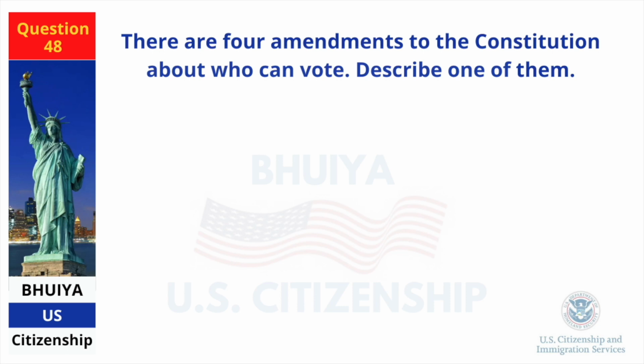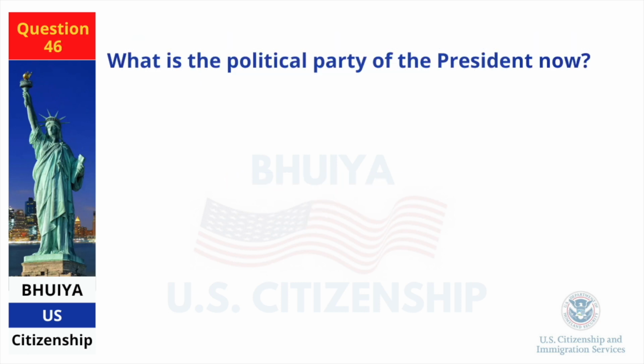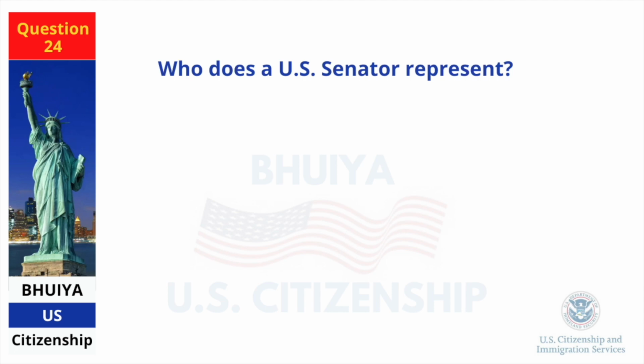There are 4 amendments to the Constitution about who can vote. Describe one of them. Citizens 18 and older can vote. What is the political party of the president now? Democratic Party. Who does a US senator represent? All people of the state.